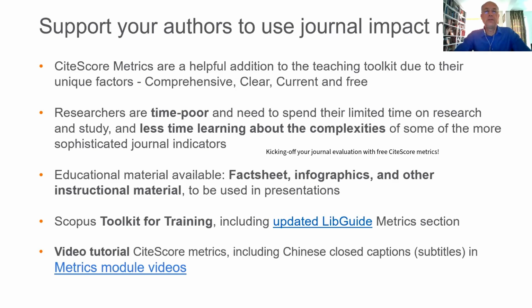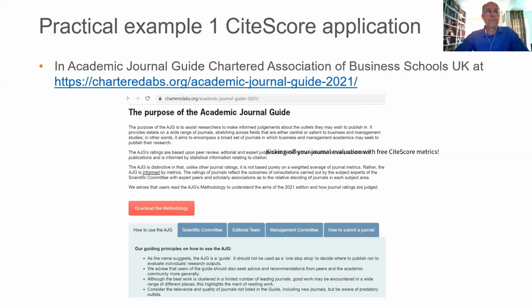So we have fact sheets available, we have infographics and other instructional material for your perusal if necessary. There's also an online updated LibGuide, especially librarians like that, which includes a metric section. So that's the Scopus LibGuide. If you have these slides, you can just click on it or just Google Scopus LibGuide metric section, and then you will have a full page on metrics, including video tutorials and all kinds of other useful information.